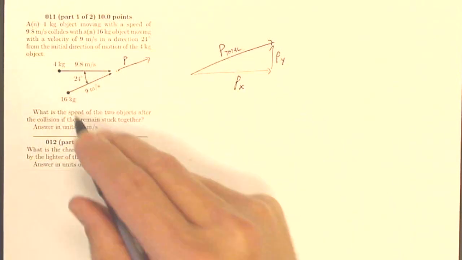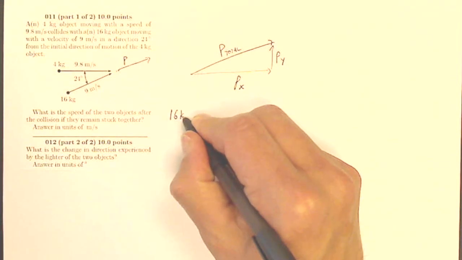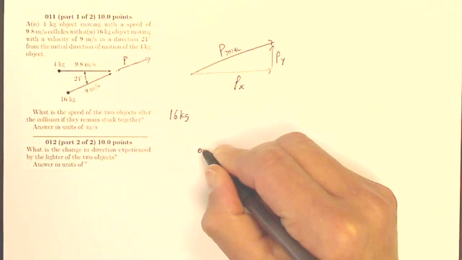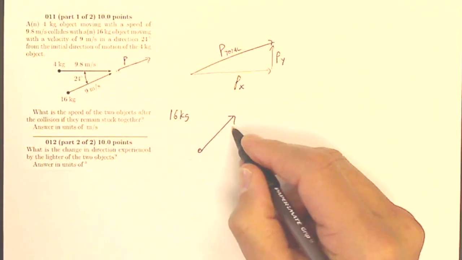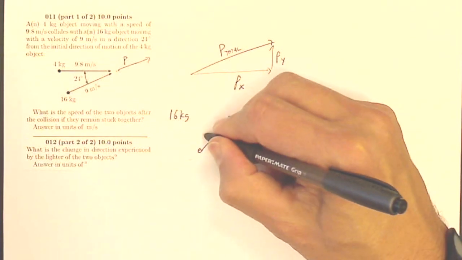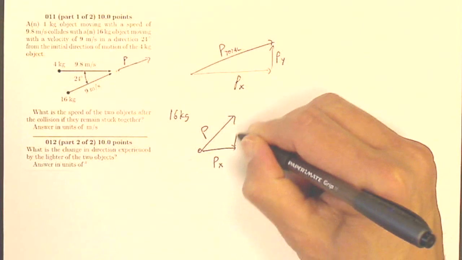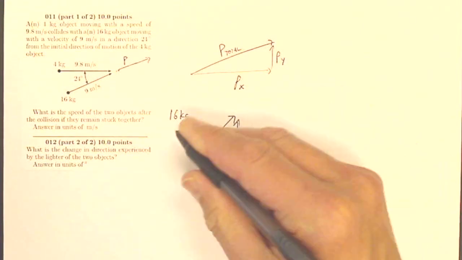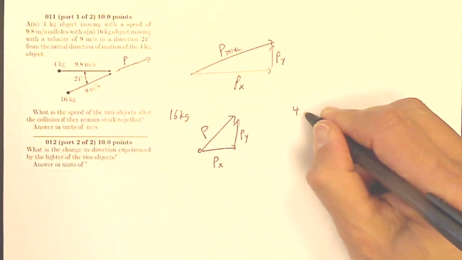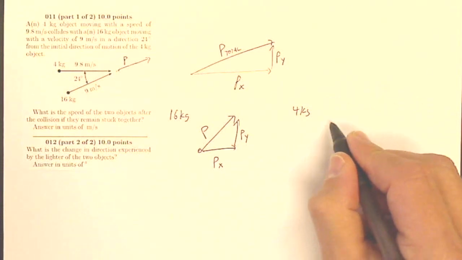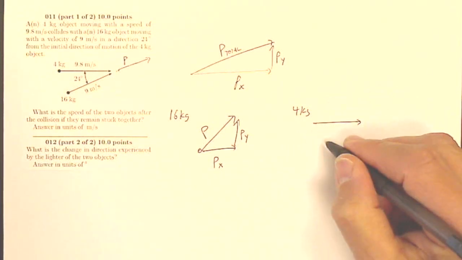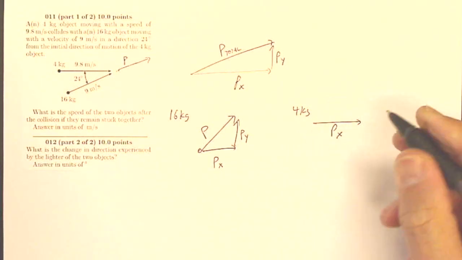So now let's look at the 16-kilogram object. So here's my 16-kilogram object. It's moving up at some angle. I know I went a little odd on that. But it's going to have some momentum total, and that momentum is going to be some px and some py. The other object is my 4-kilogram object, and it's moving straight over, so it's all going to be px.